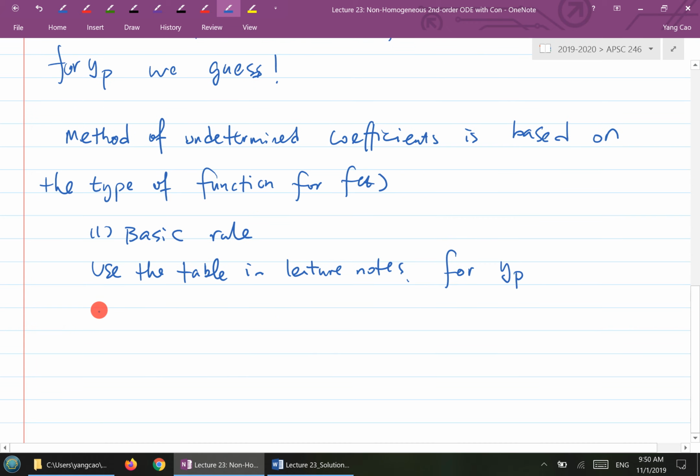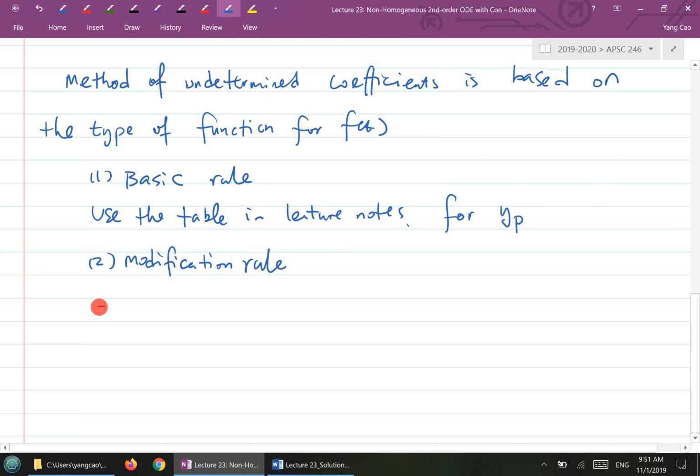Now there are two other rules. I don't think I'm going to go into the details of it here. I will show you the other two rules when we have an example to give you a better understanding. But the other two rules, one is called the modification rule. The basic rule sometimes doesn't work, so we have to modify our initial guess. This basic rule is strictly out of the table, so sometimes we have to modify it slightly, and this is called the modification rule. I'll show you the situation when we modify the basic rule.